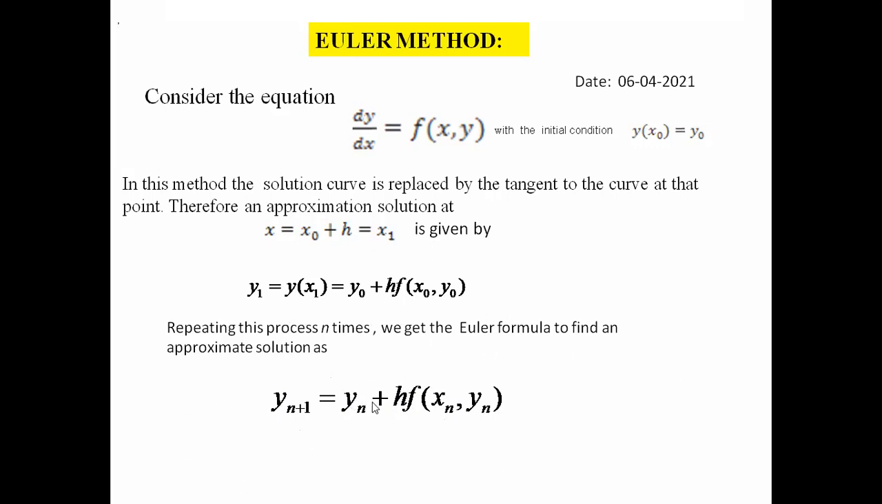The solution known at the step x is equal to xn. By knowing this, we can find the solution at the next step, that is x is equal to xn plus 1. This is the iteration formula for that. Right? We shall take one simple example.